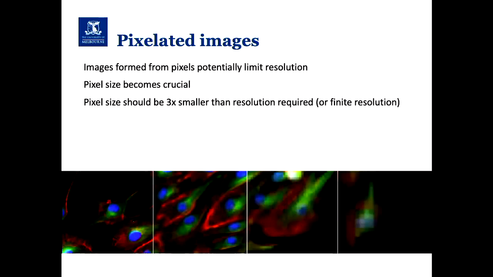There is a rule which covers this. It's called the Nyquist-Shannon sampling theorem. It basically states that your pixel size should be 3 times smaller than what you're trying to resolve. So if you're trying to look and count nuclei, then your pixel sizes need to be 3 times smaller than the size of a nucleus. So you should have a 9 by 9 block, so you can actually resolve and count nuclei.